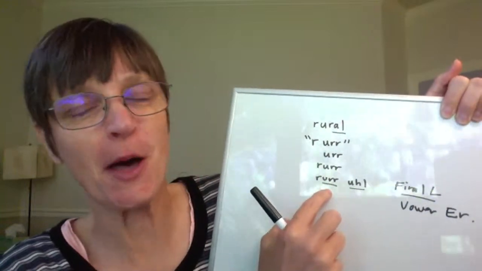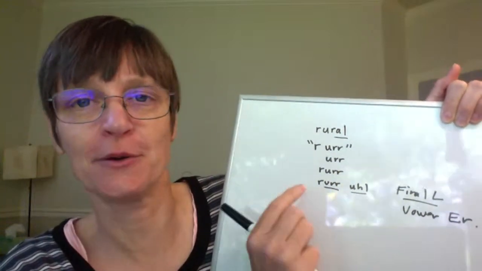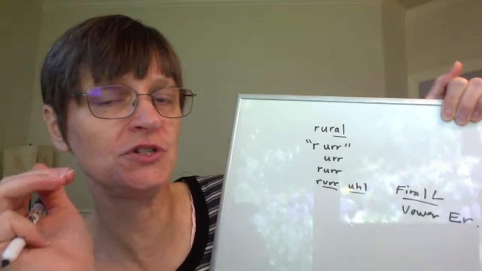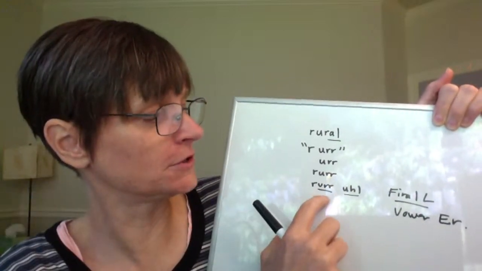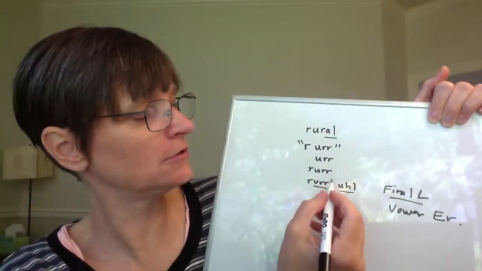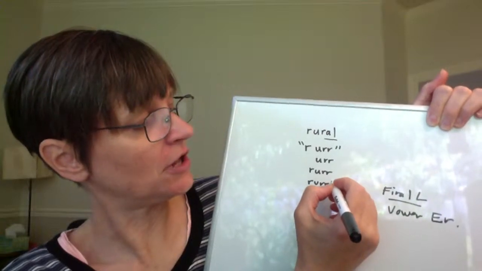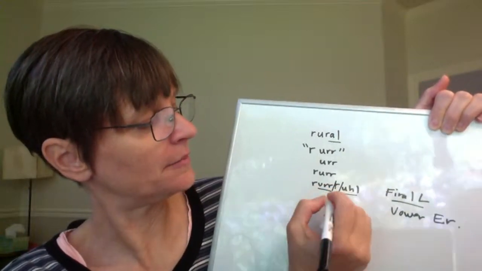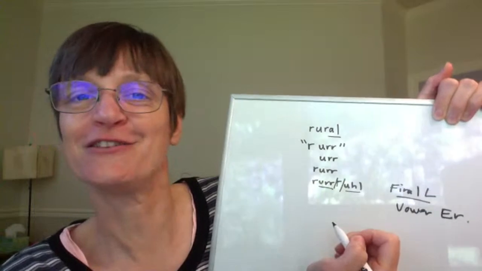And then doing that combination is just a matter of slowing down enough to make sure you have two tight back R's in a row. So rural. And there is kind of an initial R in here as well. So yeah, it's very loaded.